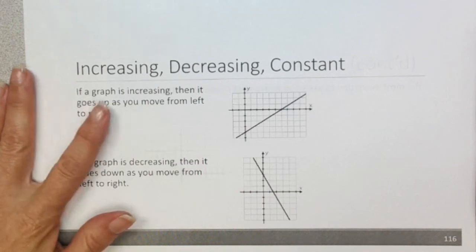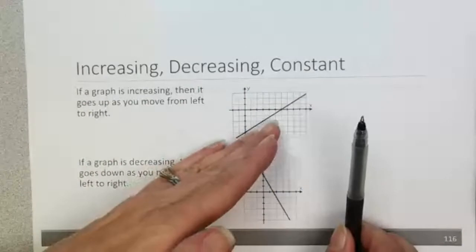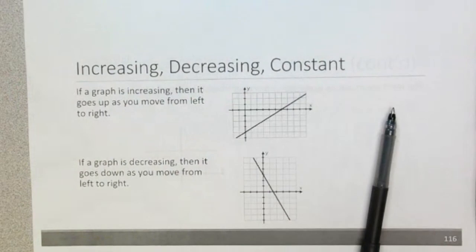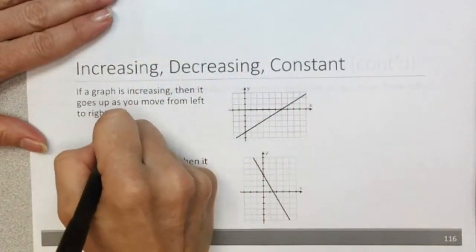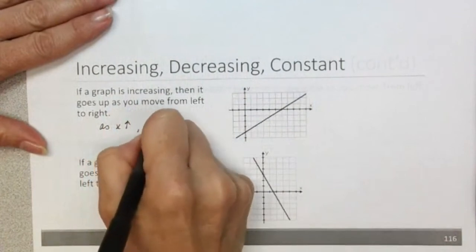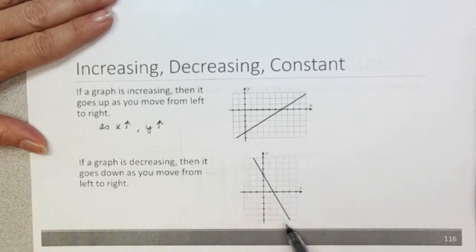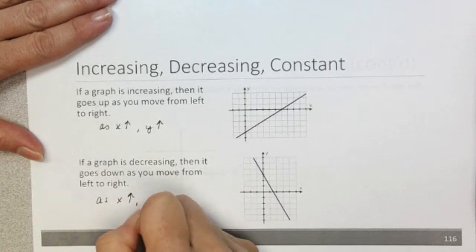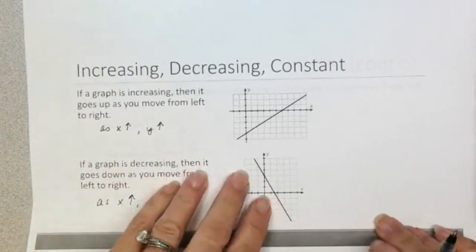When the graph of a linear function is increasing, as you move left to right across that graph, it will be going up. Or as the x's increase, the y's also increase. So I might say as x increases, y increases. If a graph is decreasing as you move left to right, it's going down. Or we could say as x increases, y decreases.